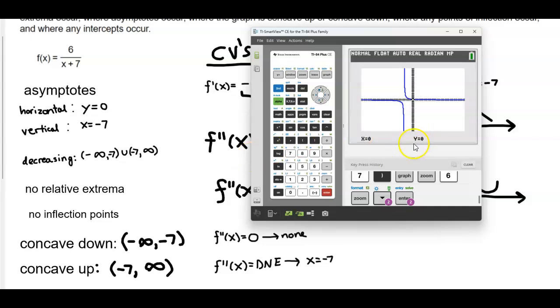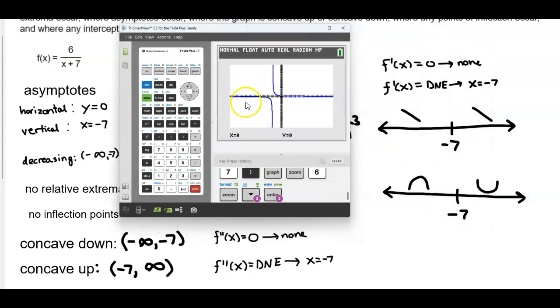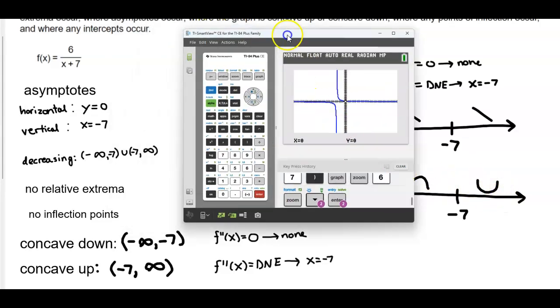There is no relative extrema, right? The function's always decreasing. There's no place where it tops out or bottoms out. There's no inflection points. And the concavity seems to match as well. To the left of -7, we've got this concave down shape, and to the right of -7, we have this concave up shape. So that should be the problem.